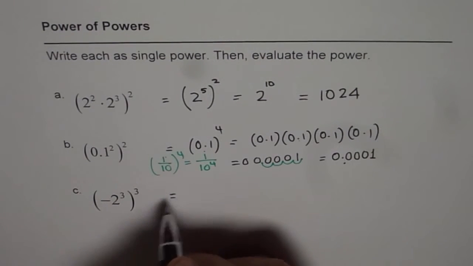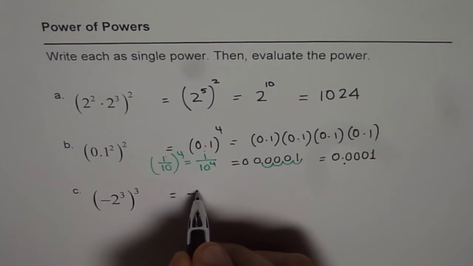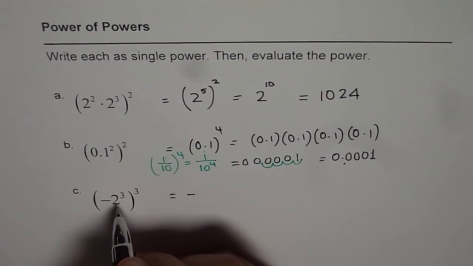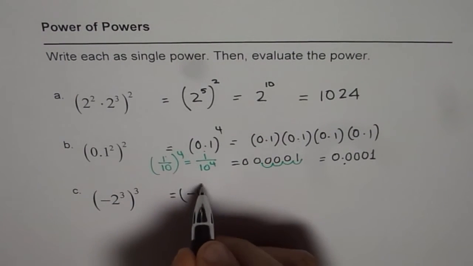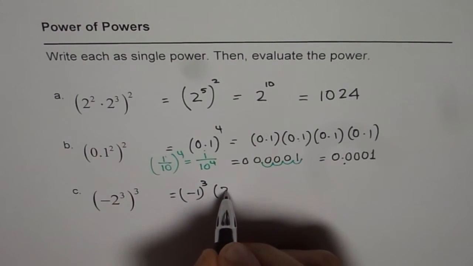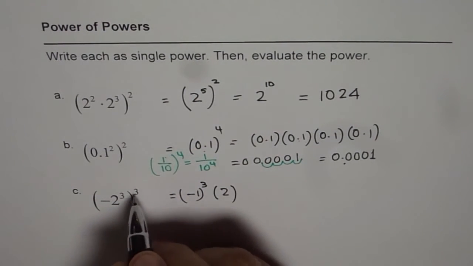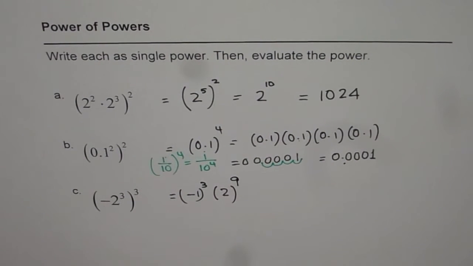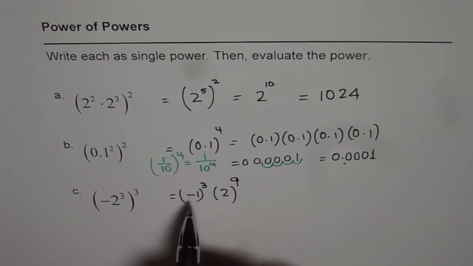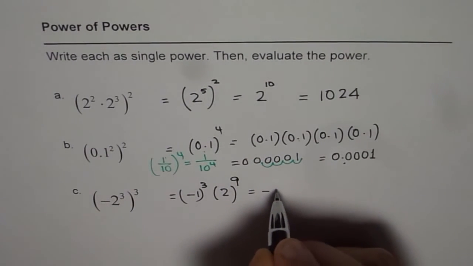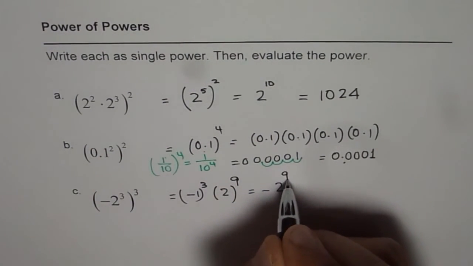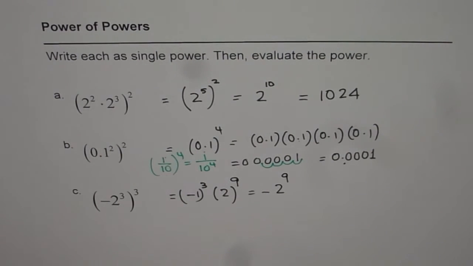Let's do the next one, which is minus 2 cubed, to the power of 3. So minus 2 cubed, that means minus 1 cubed times 2 to the power of 3, and then we have the cube here. So minus 1 cubed times 2 to the power of 3 times 3, which is 9. So that is what we get, right? Now negative 1 to the power of 3 gives you a negative number. So you could write this as negative 2 to the power of 9. So that is as a single power.